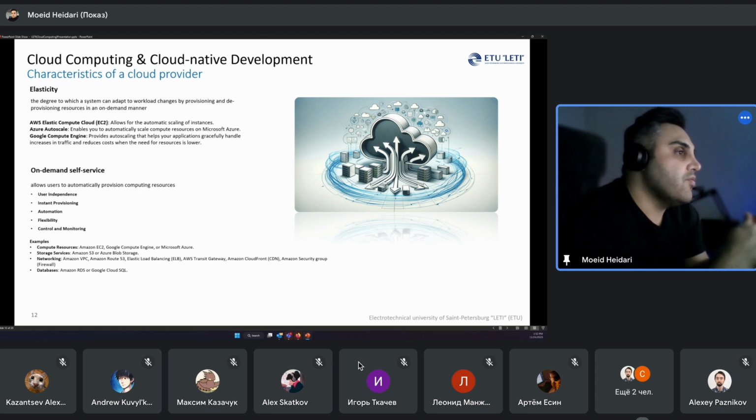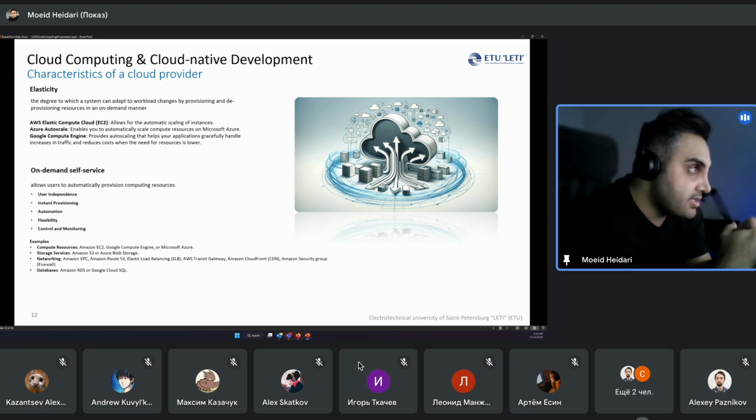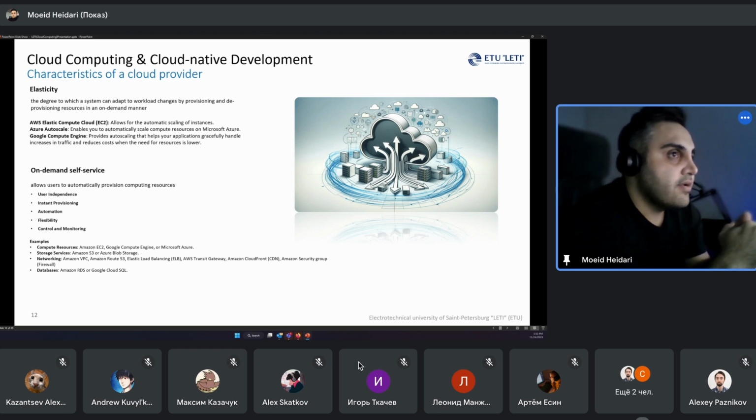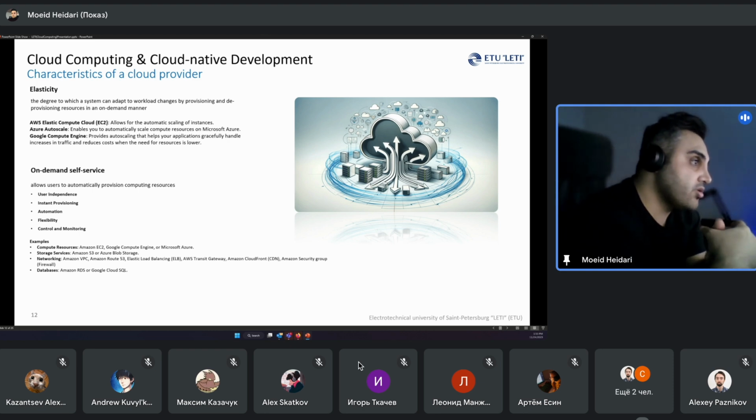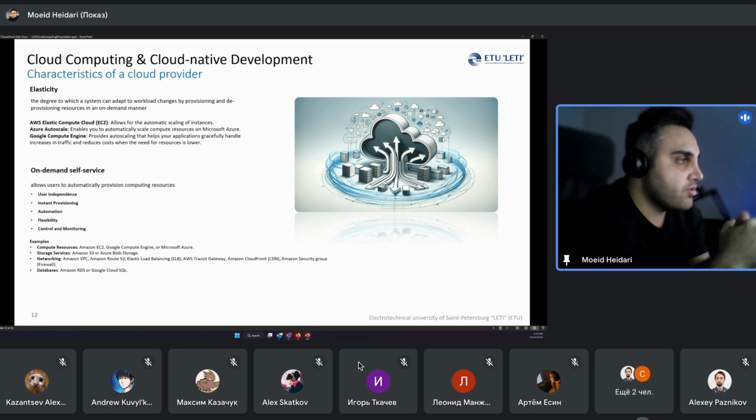So whenever you want to use a service that provides on-demand self-service, these are the major factors that you need to investigate, understand, and analyze, and then decide if it's the relevant service to choose for your needs or not. As examples, compute resources include EC2, Google Compute Engine, and Microsoft Azure. Storage services include Amazon S3 or Azure Blob Storage, which provide S3 bucket or object storage systems.